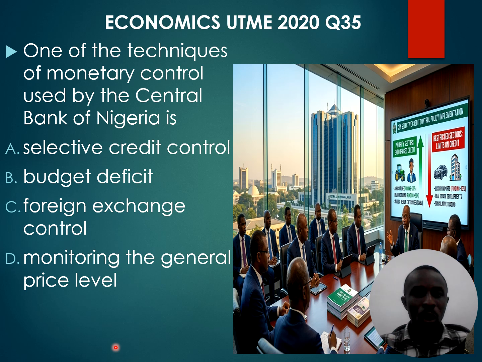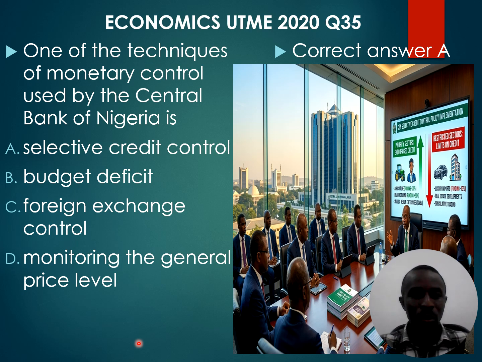35. One of the techniques of monetary control used by the Central Bank of Nigeria is selective credit control. Selective credit control is a means that is used by CBN. It's one of the monetary control policies. Budget deficit is when the expenditure is greater than the revenue. Foreign exchange control is controlling the exchange rate. That's quite different. Monitoring general price level is related to inflation and deflation. So the one that is related to monetary control is selective credit control, which is used by CBN.